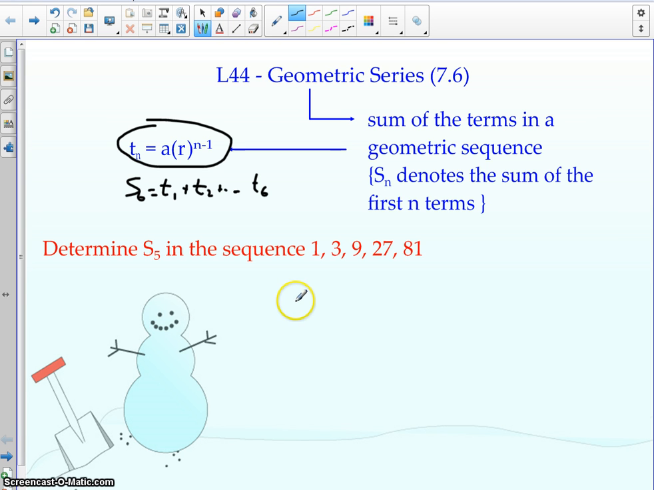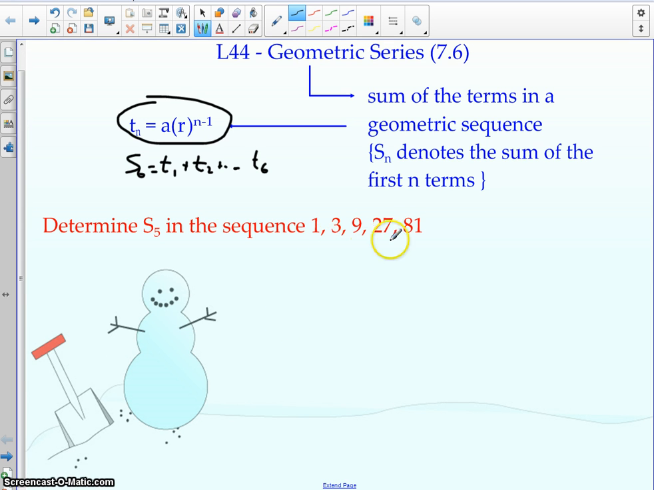So for example, let's say we have the sequence 1, 3, 9, 27, 81. Well, S5 would be adding up the first 5 terms, so that would be equal to 1 plus 3 plus 9 plus 27 plus 81. Okay, so you can quickly run that through your calculator and see we'd wind up with 121.